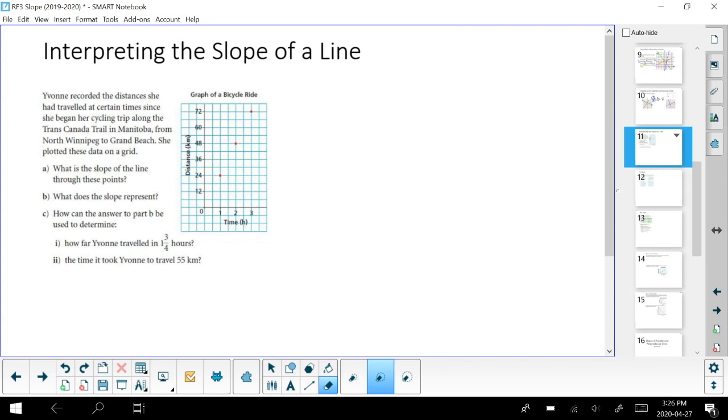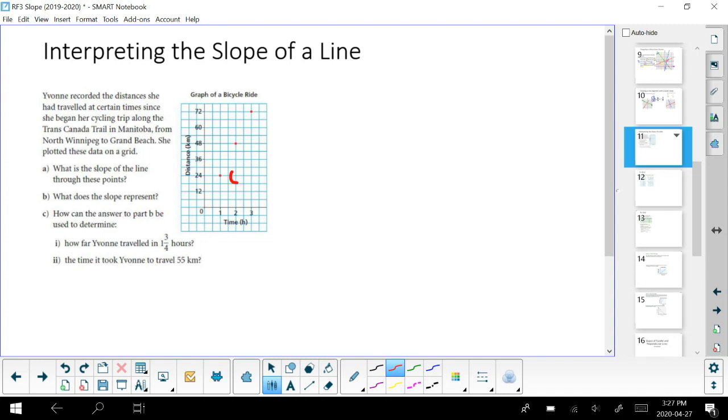So starting off with this question, it says Yvonne recorded the distances she had traveled at certain times since she began her cycling trip along the Trans-Canada Trail in Manitoba from North Winnipeg to Grand Beach. She plotted these data on a grid. What is the slope of the line through these points? The first step here is to identify 2 points to use. So we can use any of these 3 points. So I'm going to choose the first 2 here.